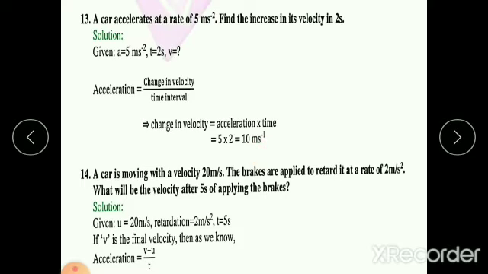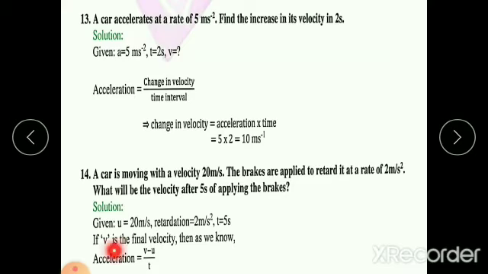Okay, next one. A car is moving with a velocity of 20 meter per second. The brakes are applied to retard it at a rate of 2 meter per second square. What will be the velocity after 5 seconds of applying the brakes? What is given? The initial velocity, that is u, is equal to 20 meter per second, the retardation is 2 meter per second square, and the time is given, 5 seconds. So what do you have to find out? What will be the velocity?